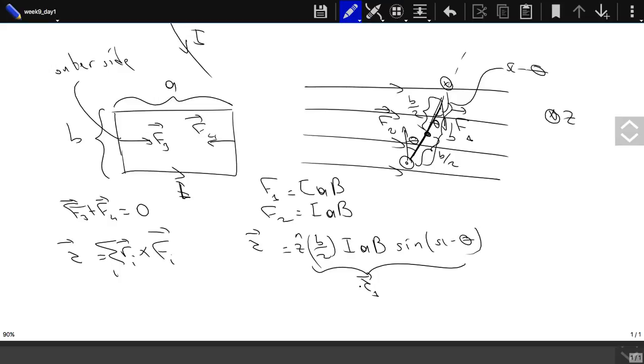And now we have the same thing for the second force. We already said that it is in the z direction. So let's calculate the magnitude. It's again B over 2. This is the length of R. Times the magnitude of the force, which is again I times A times B. And then sine of the angle between R and the force. And that is also pi minus theta.